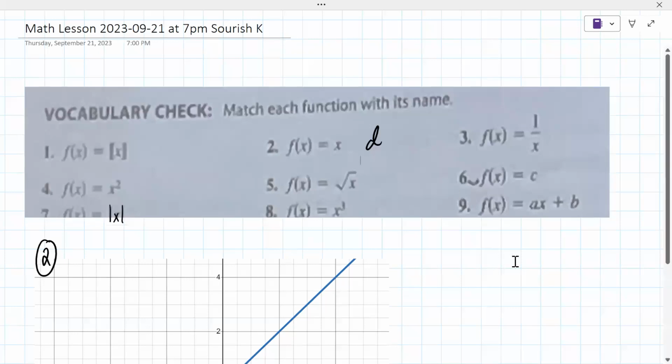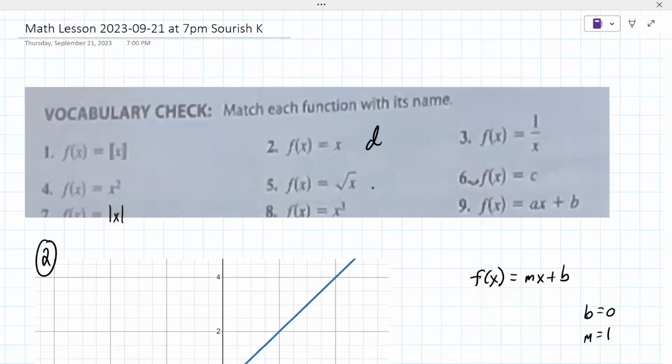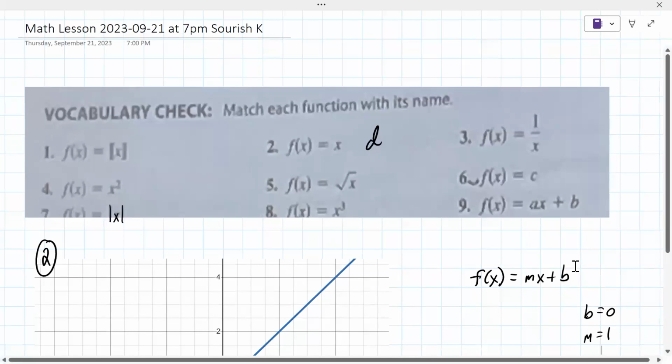Why, then what is number 2? Number 2, because it says here linear function f(x) equals mx plus b. Okay, so let's say it's mx plus b. What if b equals 0? And what if m equals 1? What would this function become? The linear function.